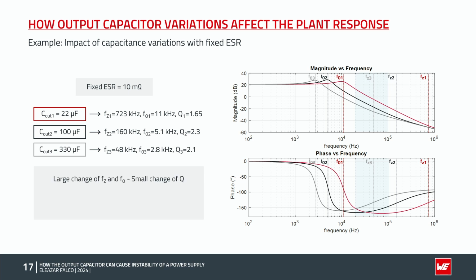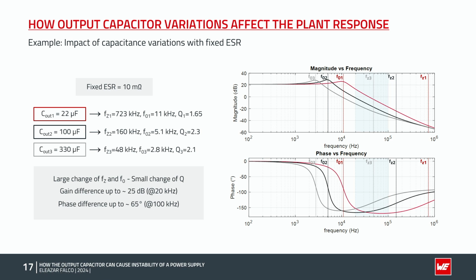What we can see is a large variation in both the ESR0 position and the double pole frequency, with just a small variation in the quality factor, which changes from 1.6 to around 2.1. And it does not have much influence in the frequency range of interest. Now, in this frequency range, we can see a magnitude difference of up to 25 dB in the lower end of the range, while the phase difference is up to around 60-65 degrees in the higher end of the range, around 100 kilohertz.